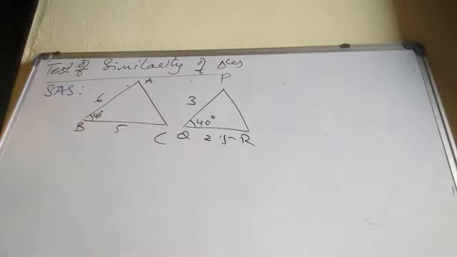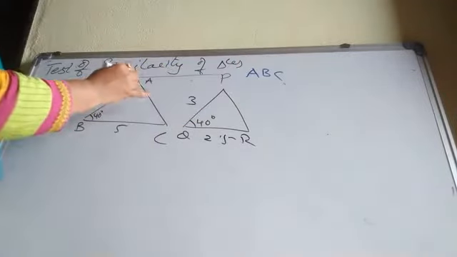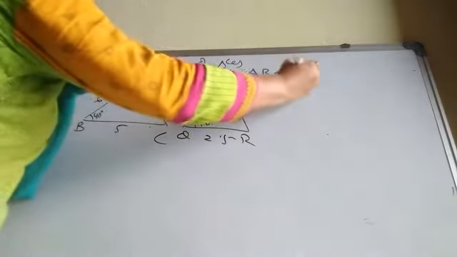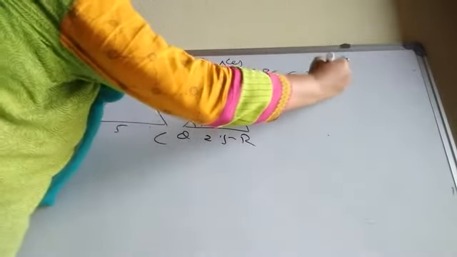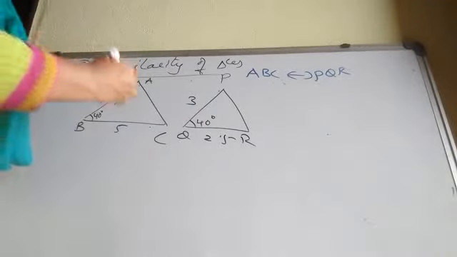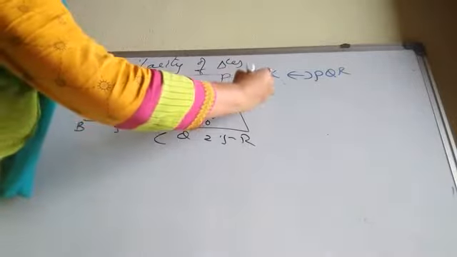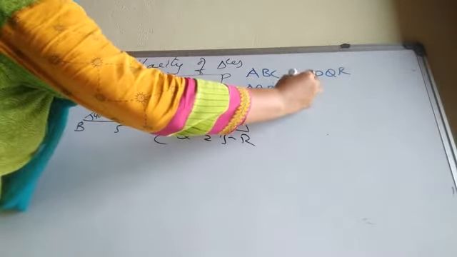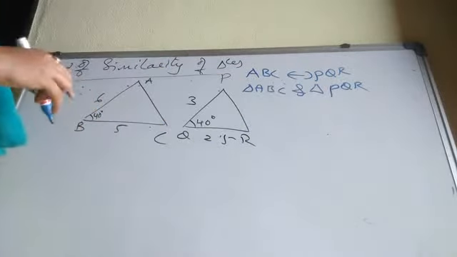Students, now the second test is side angle side. Here, first we will write the correspondence. ABC corresponds to PQR. The order of the vertices should be in sequence. Now we will show these two triangles are similar: triangle ABC and triangle PQR.